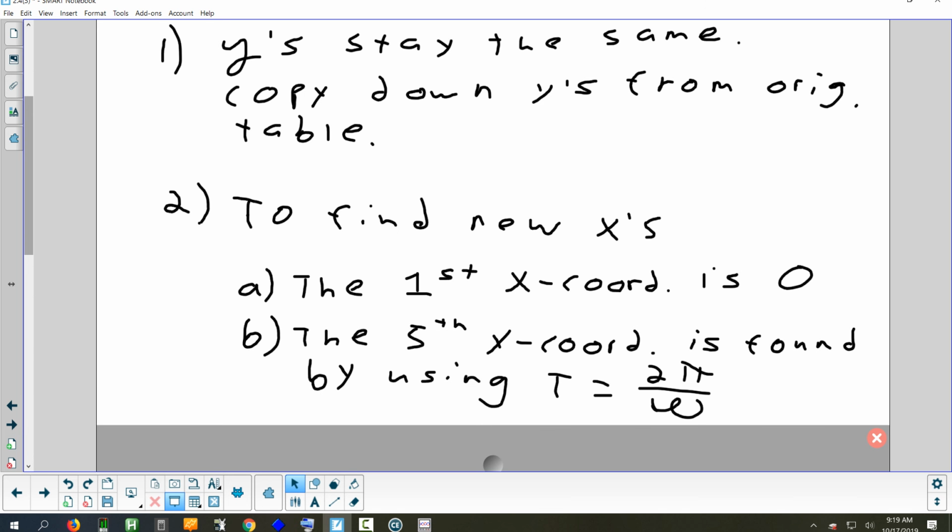Then we have to figure out where the end of the cycle is. Okay? Because the goal is to figure out the beginning and the end, then we can get the middle. Okay? So the 5th point on your graph is the end of your cycle. How do you find the end of the cycle? That's what I just showed you. It's the t equals 2 pi over omega formula.